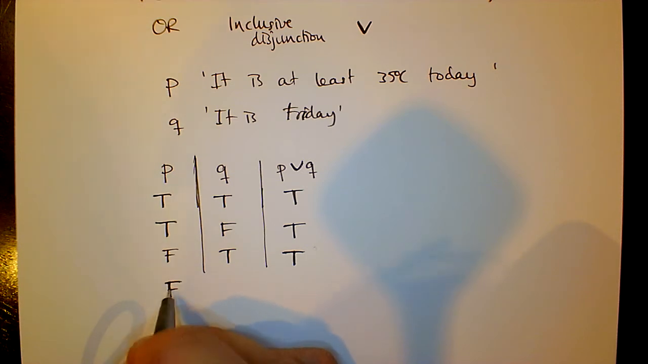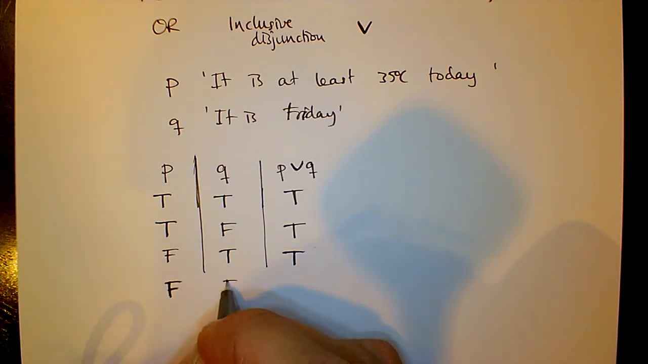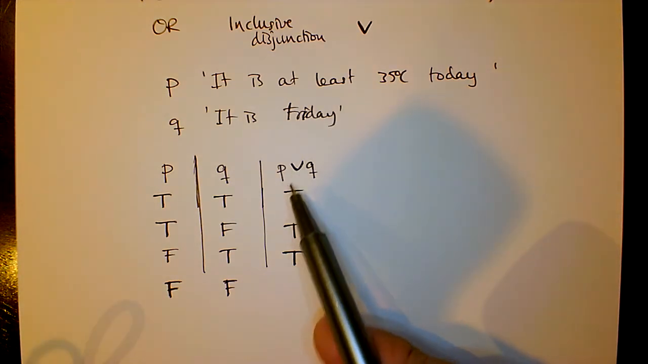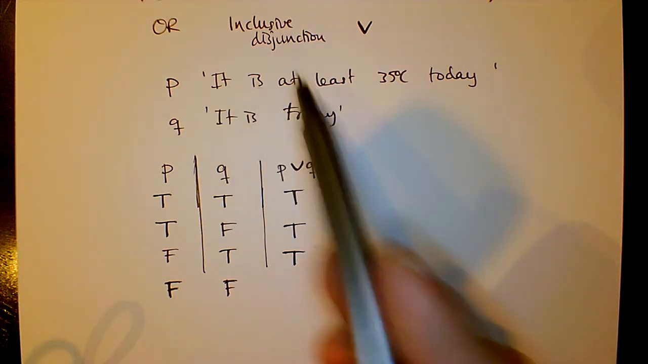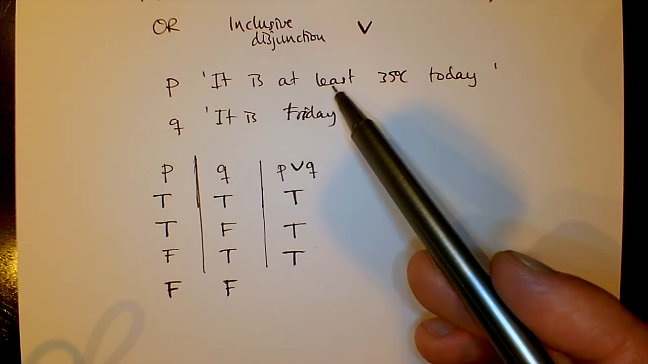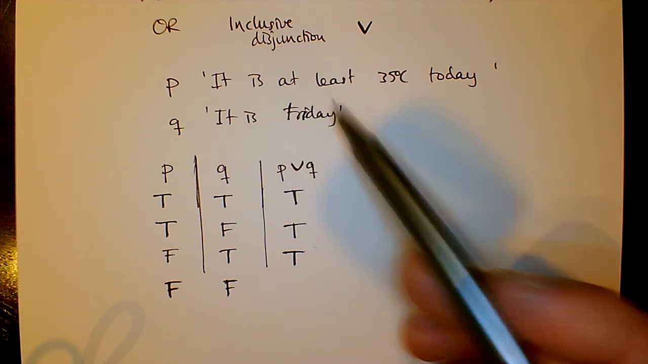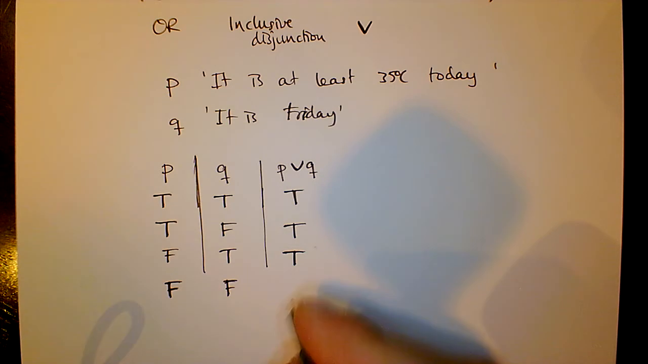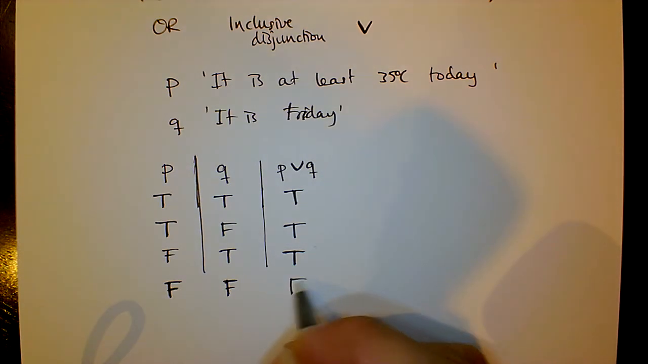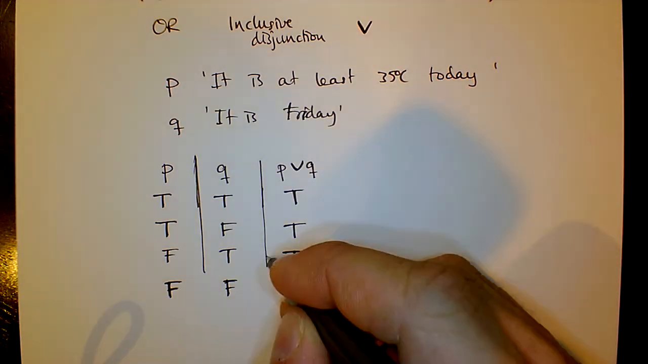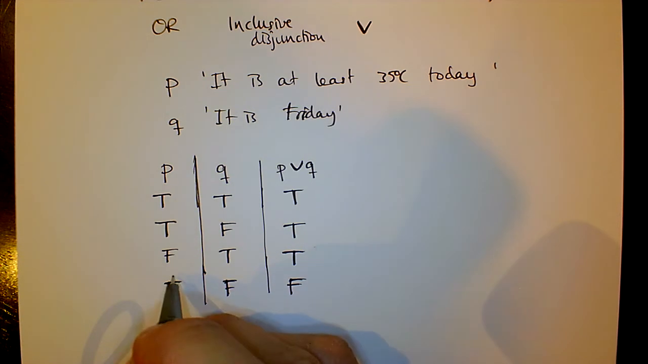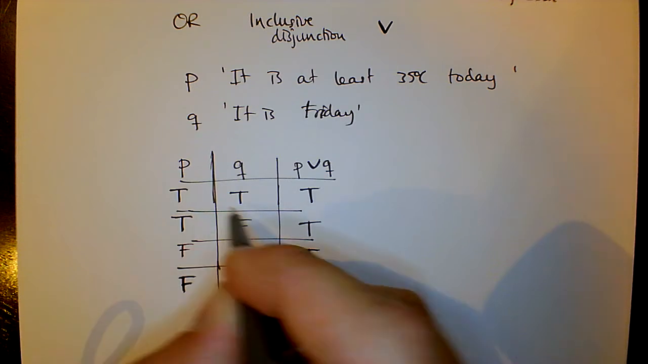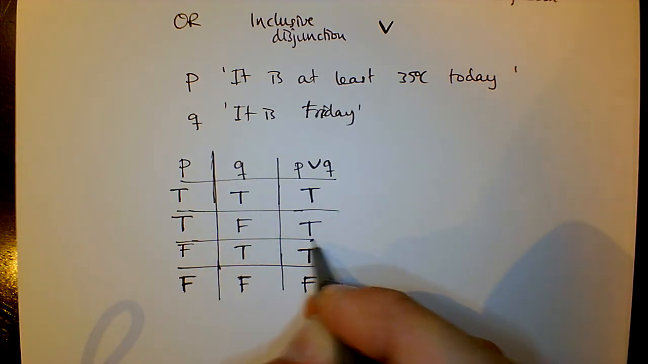But then let's look at the case where it is less than 35 degrees Celsius today, so this is false, and it is not a Friday, so let's say it's a Monday. Then we don't have P, so this is not true, and we do not have Q either, so it's not at least 35 degrees Celsius, and it is not a Friday, so then the inclusive disjunction must be false as well, because that assumes that we get at least one of them to be true. So this is the truth table for inclusive disjunction.